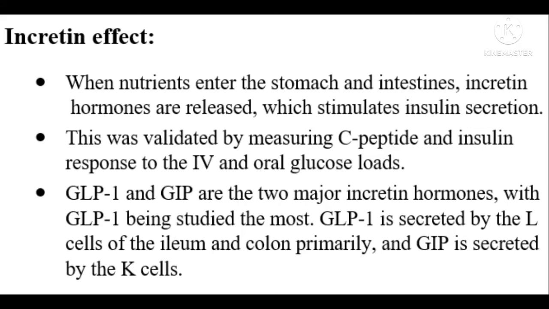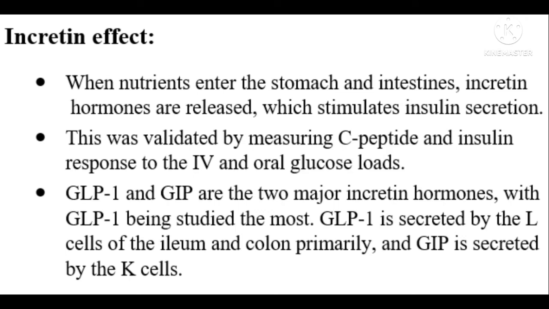Next is the incretin effect. When nutrients enter the stomach and intestine, incretin hormones are released, which stimulate insulin secretion, and this phenomenon is called the incretin effect. The incretin effect was validated by measuring the C-peptide and insulin response to intravenous and oral glucose loads. GLP-1 and GIP are the two major incretin hormones. GLP-1 refers to glucagon-like peptide 1 and GIP means glucose-dependent insulinotropic peptide.